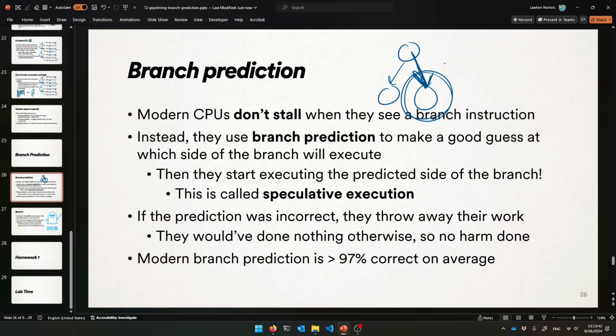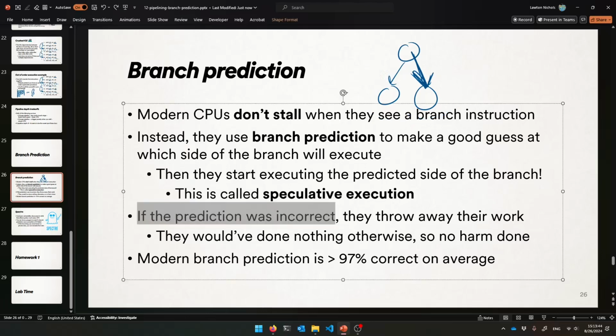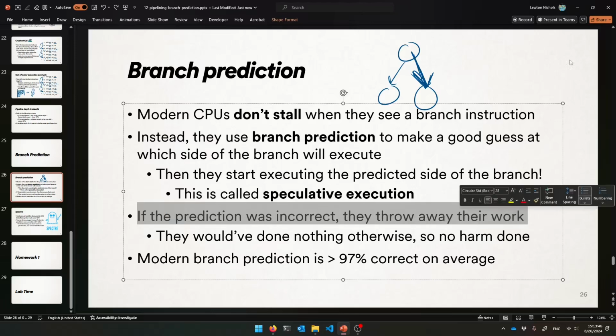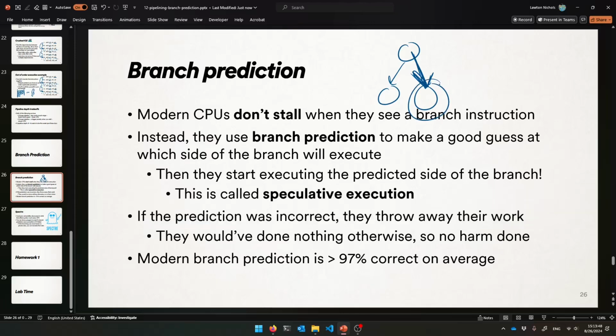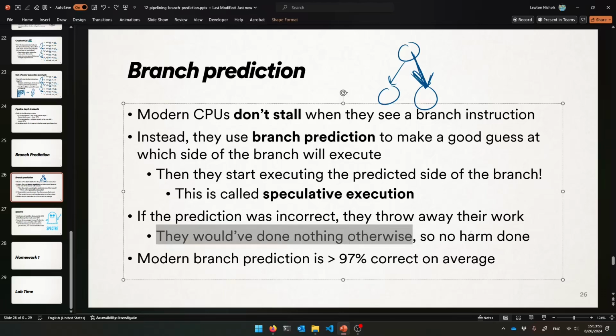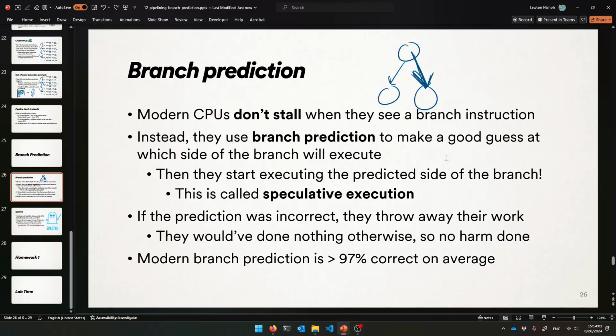So if the prediction was incorrect, the CPU has a way of throwing away all the work that it's done. Like, this is writing to a register. Oh, we weren't supposed to do that. Let's unwind. Control Z. It's possible for a CPU to do that. And that's still good, right? They would have done nothing otherwise. The CPU would have just been waiting, bubbling up the pipeline. So there's no harm done for trying one branch versus another.